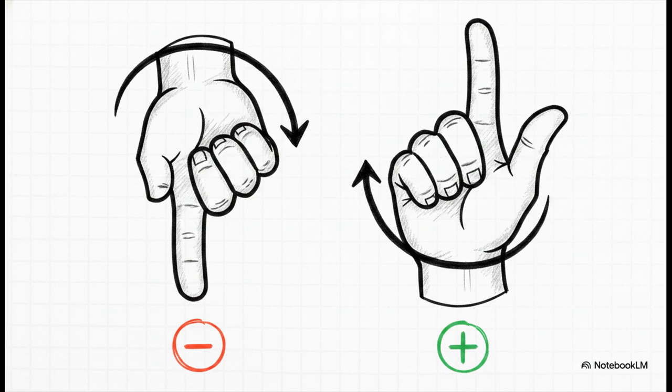But why? Well, it all comes down to the right-hand rule. If you curl your fingers in a clockwise turn, your thumb points inward, right, away from you, that's negative. But if you turn anti-clockwise, your thumb points outward, right towards you, and that is positive. Make sure you keep this sign convention locked in for your numericals.